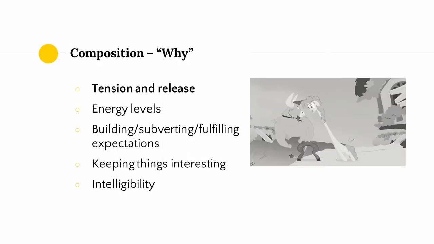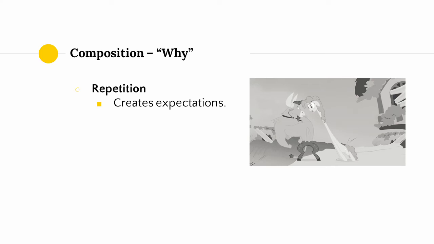The why of composition, mainly for me, involves thinking about composition as musical storytelling. No different than when you're writing a fictional story, you think about things like tension and release, controlling the energy levels in the story, building and subverting or fulfilling expectations, making sure to keep things interesting for the reader or the listener throughout, and making sure that the most important elements, plot points, or in this case, instruments, such as the vocals, are intelligible. In particular, repetition is a very important element in musical storytelling. Most often, repetition can create expectations which can then be subverted or fulfilled.